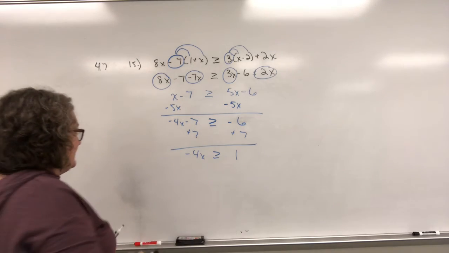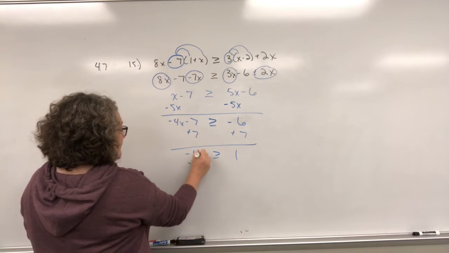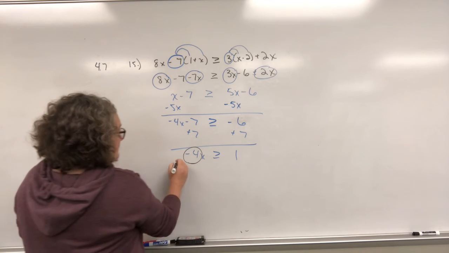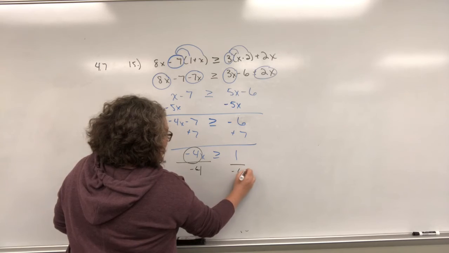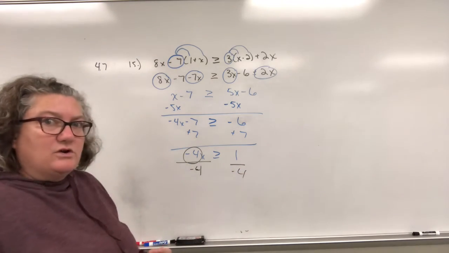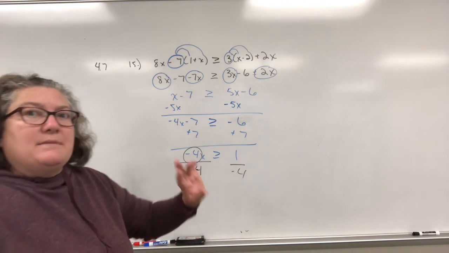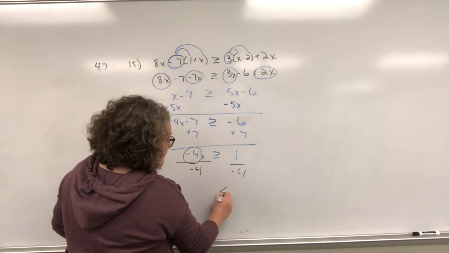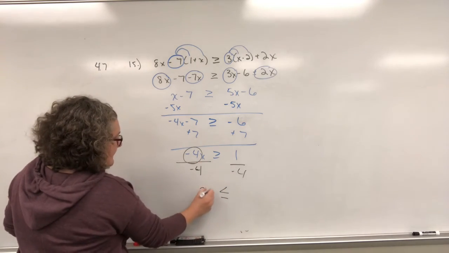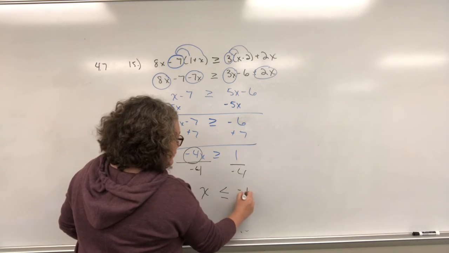Now remember, we're down to where we have variable, non-variable, so I need to divide by whatever is in front of the variable. So that would be divide by -4. I'm dividing by a -4, so what does that mean? That means we flip the inequality. So this one is pointing to the right, so now it's going to be pointing to the left, and this would be x, and over here this is just -1/4.